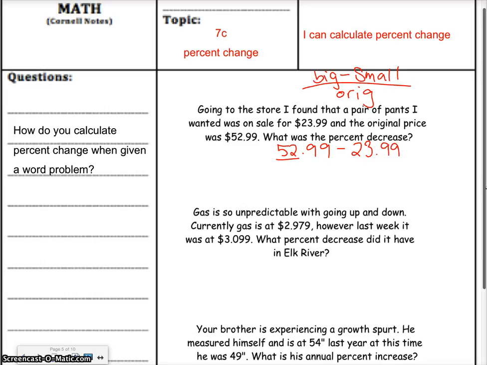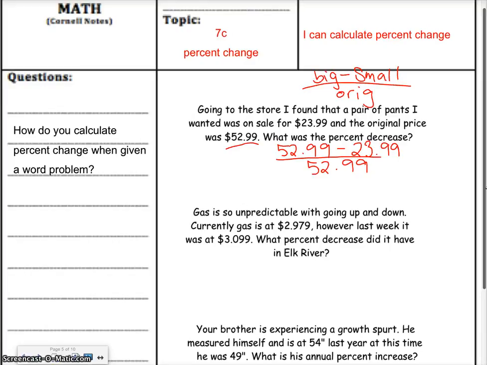Over the original. Now some of you might think, since that first page, the original was always that first number. But real life application is not always that way. What did I start at? What did the pants start at? $52.99 is the original. It's not the $23.99. Okay, so it's not always that first number. You have to ask yourself, what did it start at? It started at the $52.99.